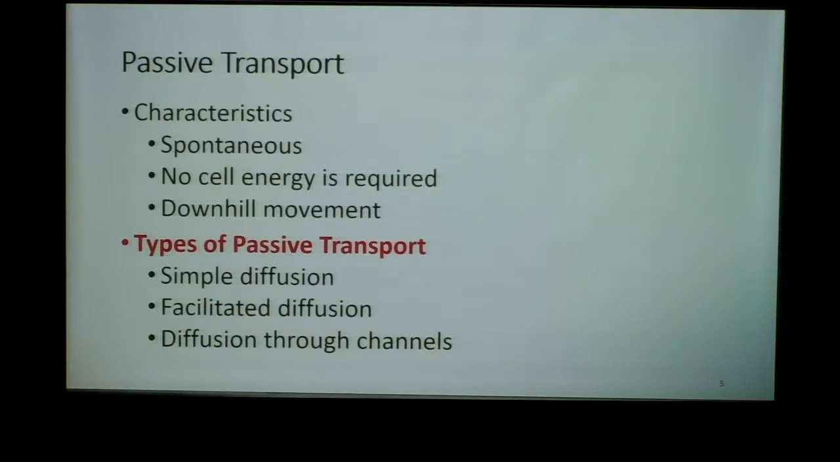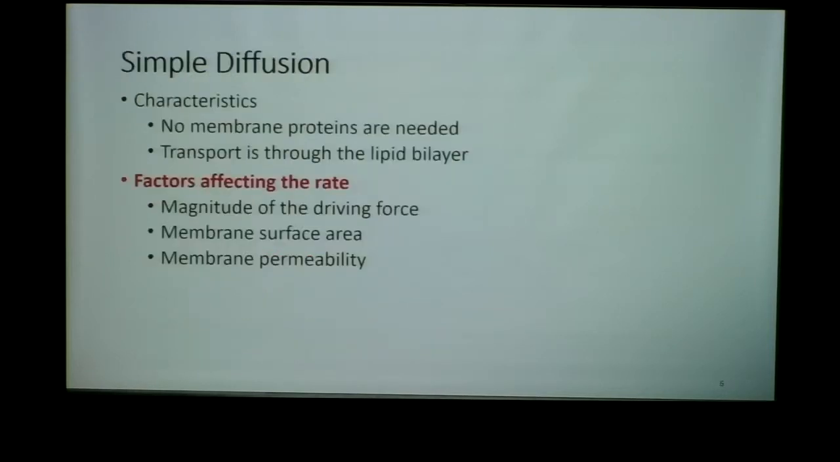Now, we just want to remind ourselves of the features of passive transport. It is spontaneous, it requires no energy, and it's a downhill type of movement, okay? It's actually going to generate energy. We'll see later on that passive transport actually generates energy to fuel some of the active transport mechanisms that we'll also talk about. All right, so these are the three types that we're going to discuss. The first one being simple diffusion.